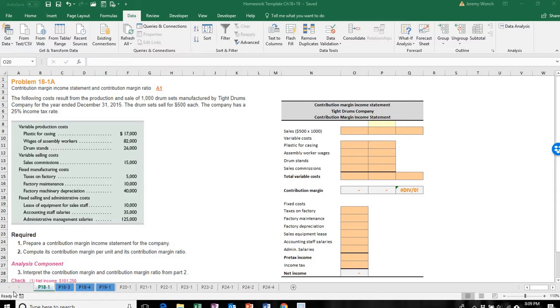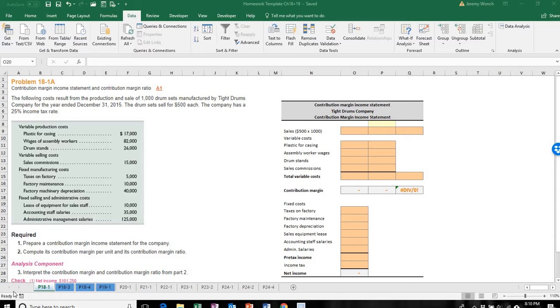What you guys have been used to is, in a traditional income statement, we've taken sales minus cost of goods sold, and it gives us our gross profit. That's good information, that's useful. We want to know how much our product costs and how much profit we have on that. But a contribution margin simply takes sales minus our variable cost.